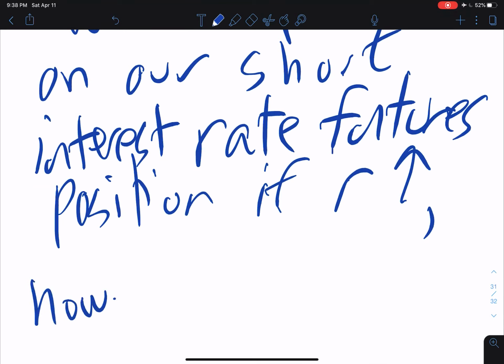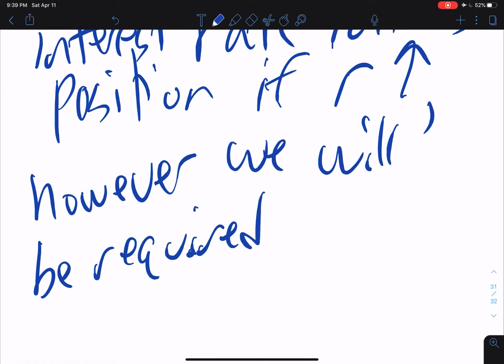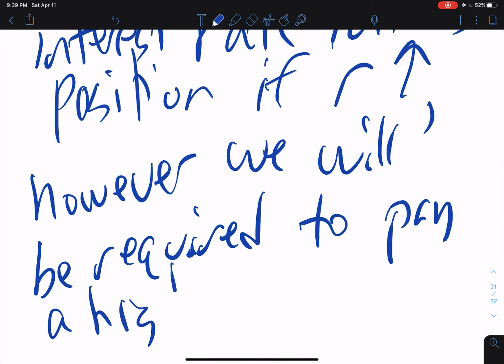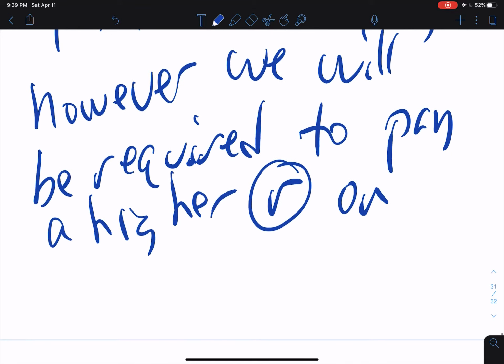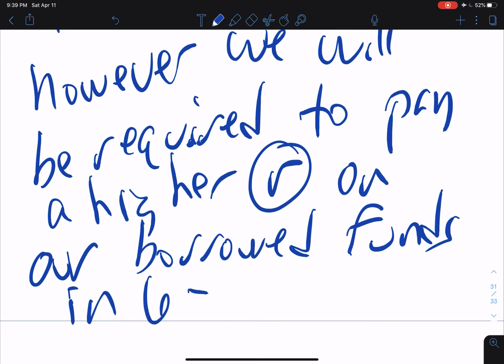However, we will be required to pay a higher interest rate R on our borrowed funds in 6 to 12 months.